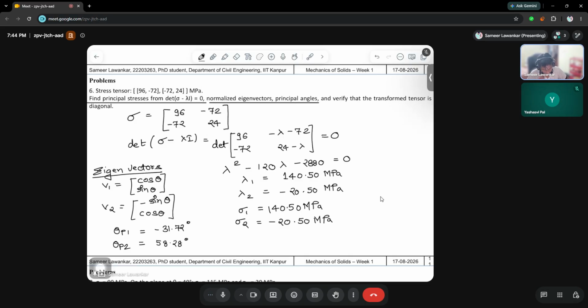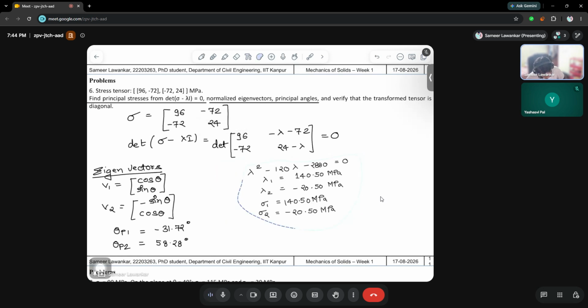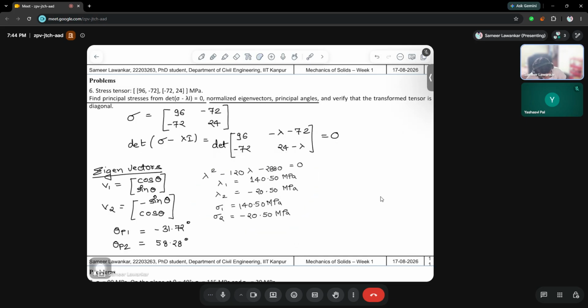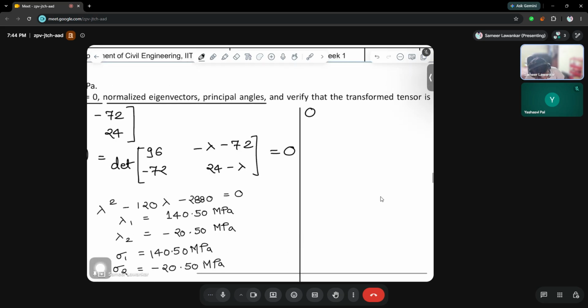The third thing which I need to explain to you is regarding orthogonality. I will just explain in brief what it means: verify that the transformed tensor is diagonal. For this orthogonality, these are all basic concepts of matrices, so I am avoiding the mathematical details in this lecture. I'm trying to explain those things which are related to mechanics of solids.